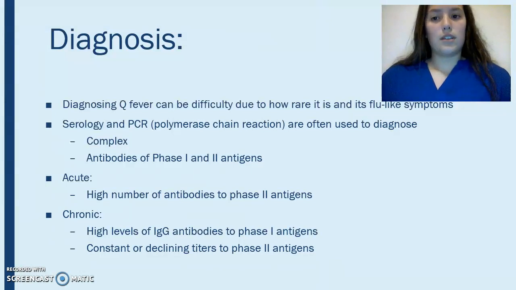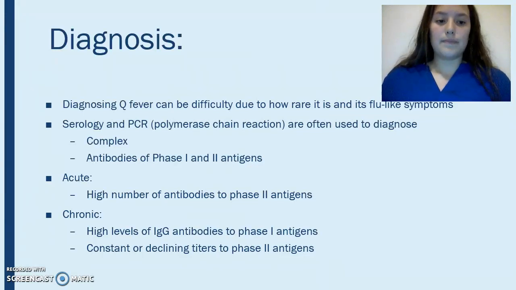So diagnosing Q fever, it's very difficult due to how rare it is, and it presents with a lot of flu-like symptoms. But you can use serology and PCR, which is polymerase chain reaction, to diagnose them. It's very complex, but it can be used. PCR is usually used for the acute cases and is best to be used in the first 2 weeks of infection.